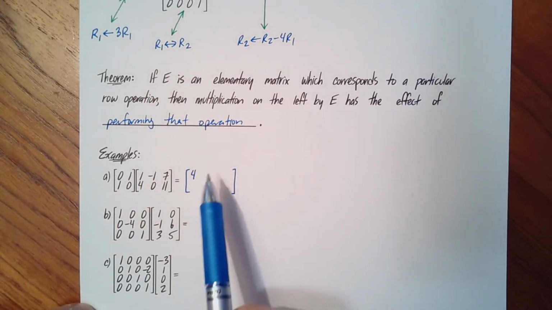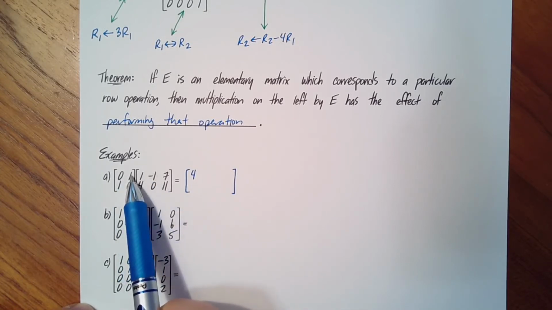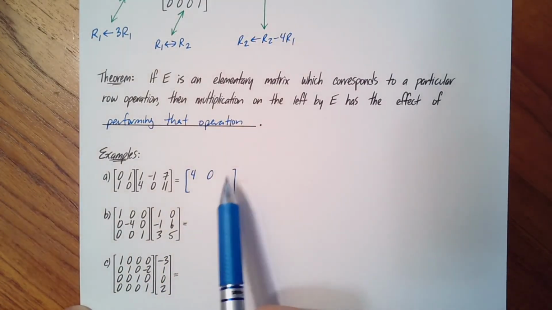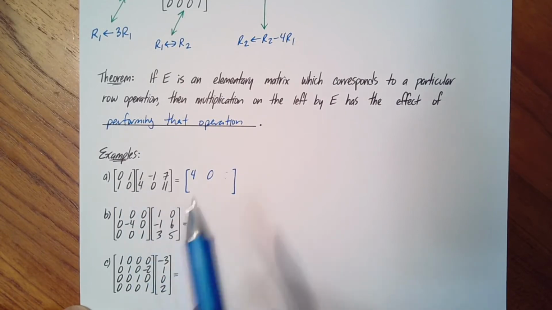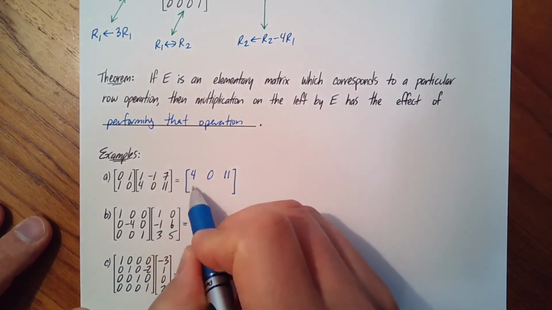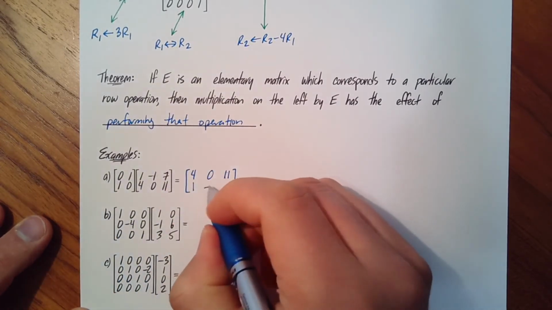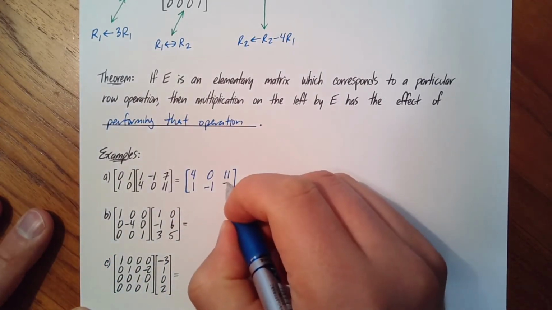Let's finish off the first row. For the first row, second column, I'm going to go 0 times negative 1 plus 1 times 0. So that's going to be 0. And for the third entry in the first row, I'm going to say row 1 over here times column 3 over here. So 0 times 7 plus 1 times 11 is going to give us 11. Now if I fill in the bottom row, I'm going to get 1 times 1 plus 0 times 4, which is 1. 1 times negative 1 plus 0 times 0, which gives me negative 1. And then finally 1 times 7 plus 0 times 11, so that's going to give us 7.